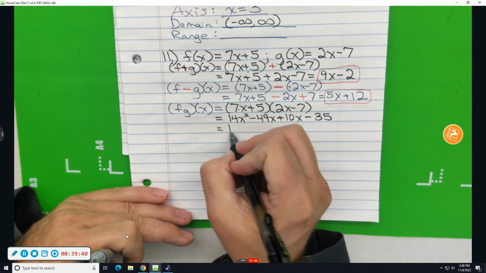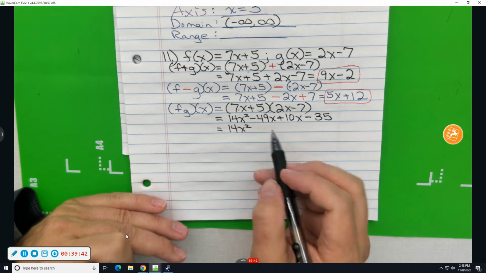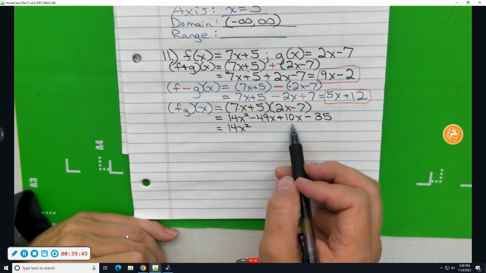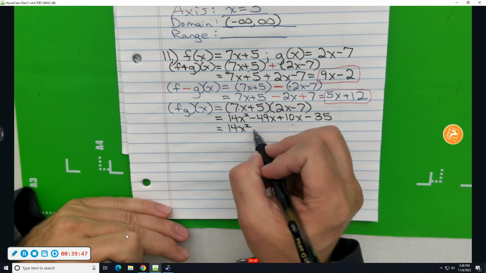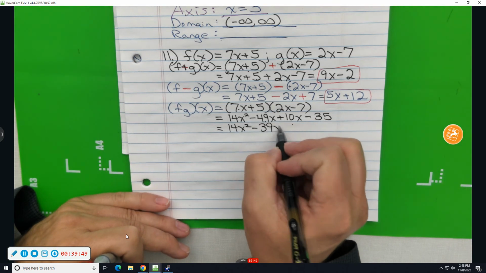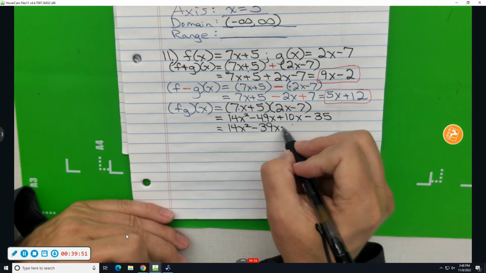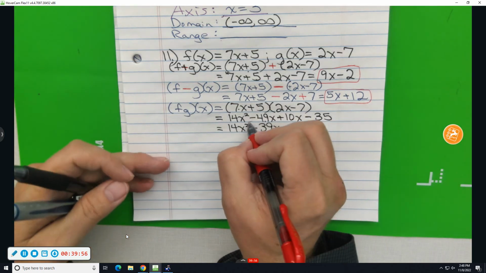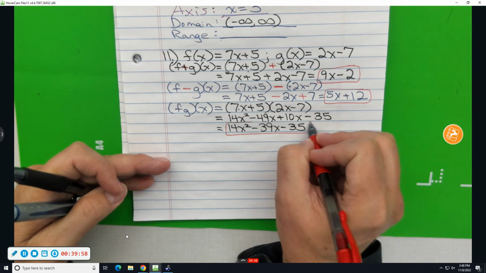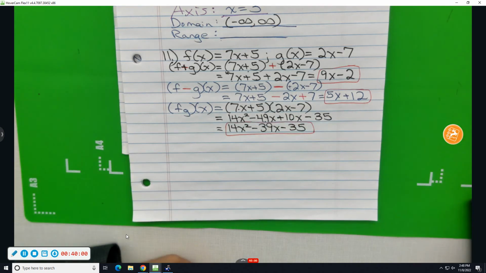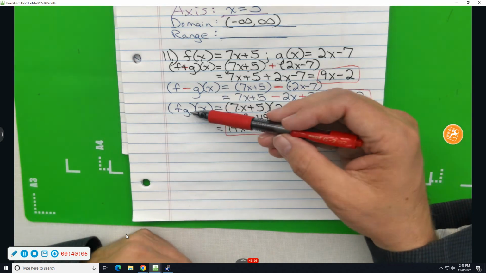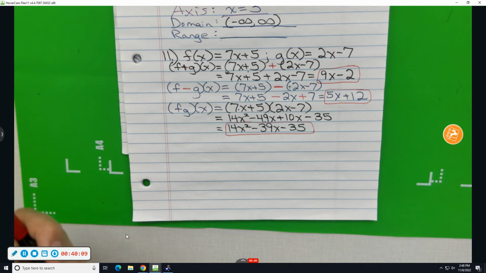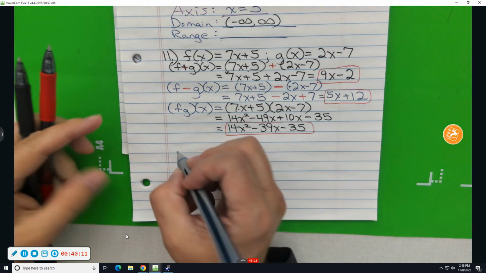Combining like terms, we have 14x squared, negative 49x plus 10x, that gives us a negative 39x. And we still have that minus 35. Any questions there? Don't you just love these problems with all of these parts? A, f plus g, f minus g, f times g. All that's left now is f divided by g.